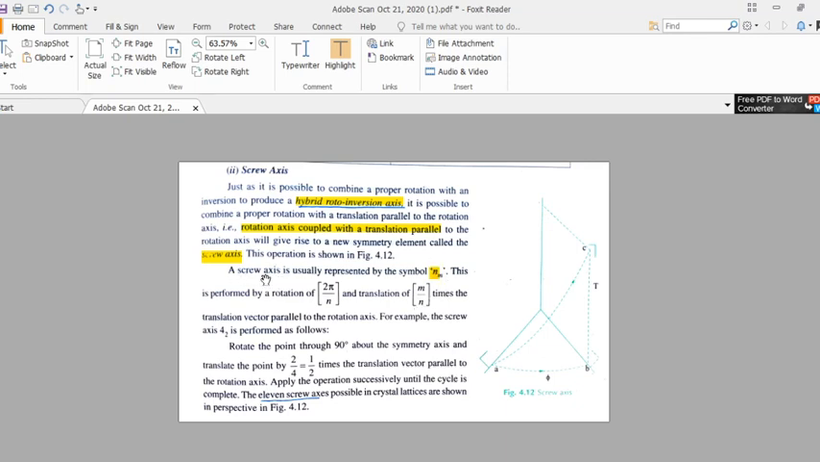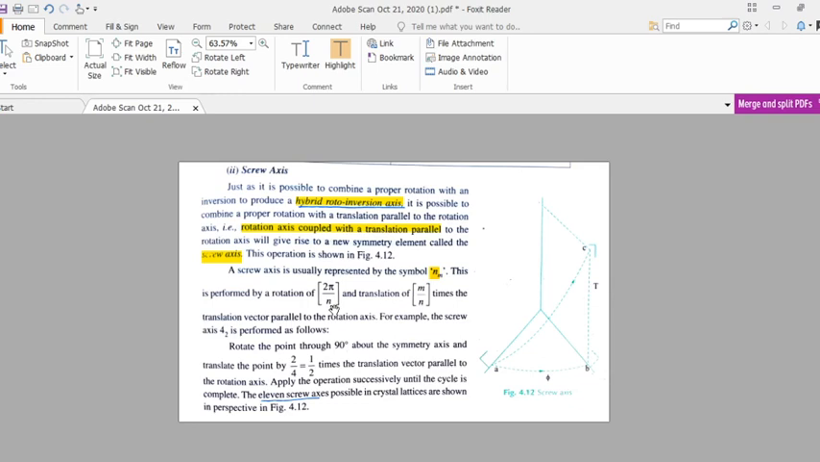Screw axis will be written like a small n character with suffix m character, n suffix m, where n is referred to by the fold of the rotation and m is referred to by the translation. The fold will be identified by writing 2 pi upon n. What is 2 pi? 2 pi is 360 degrees. Pi is equal to 180 degrees. So 2 pi radian divided by n. If I understand it in degrees, then 2 pi is 360 degrees divided by n.